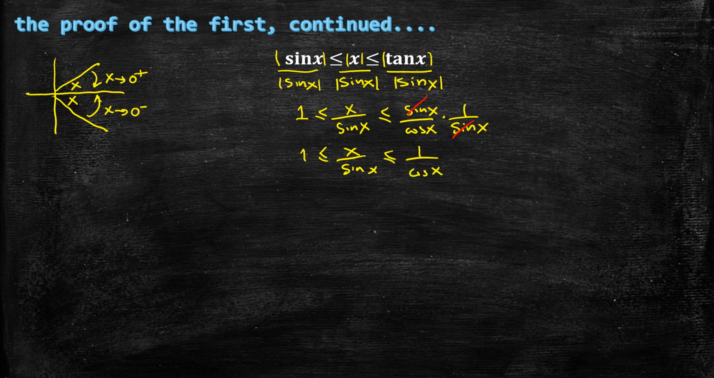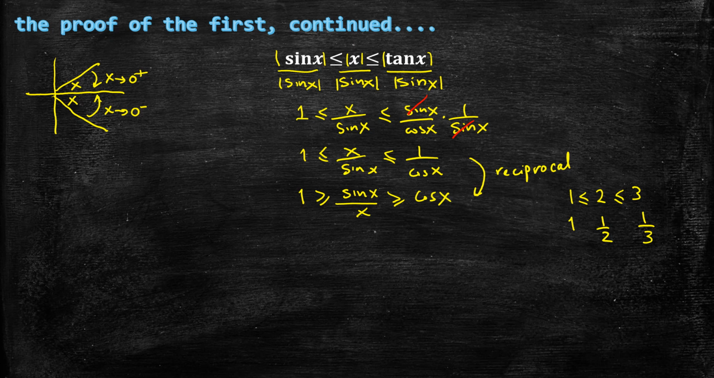Next, we're going to take the reciprocal throughout. And in so doing, we actually do have to change the inequality direction. So take the reciprocal. Notice then in the middle we have sine x over x, and 1 over cosine x would become cosine x. And why you have to change the direction, if you think about it, we know that 1 is less than or equal to 2 is less than or equal to 3. If we take the reciprocal of each of these quantities, notice that the direction has to reverse.